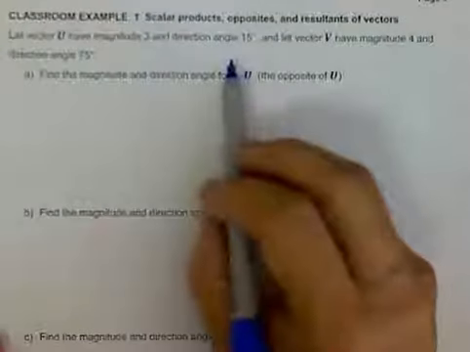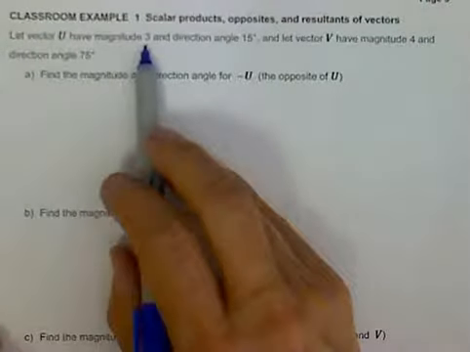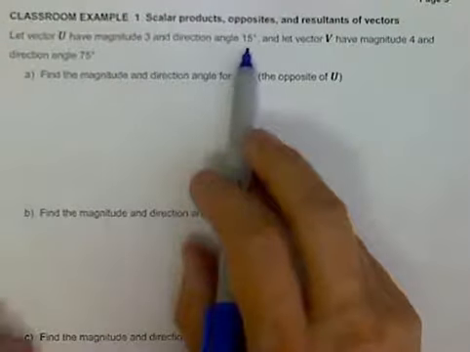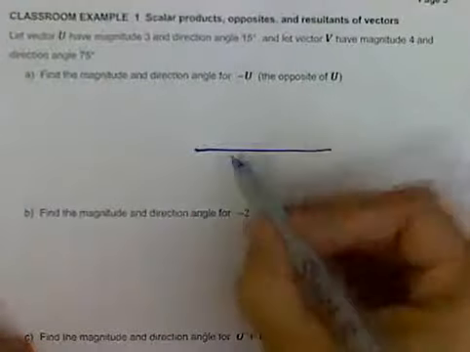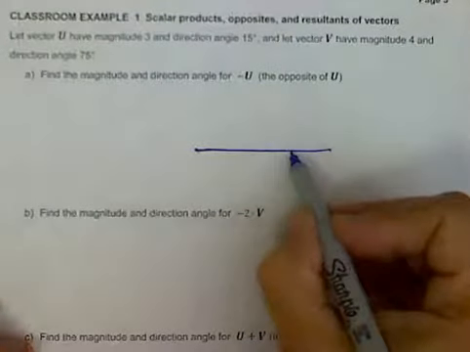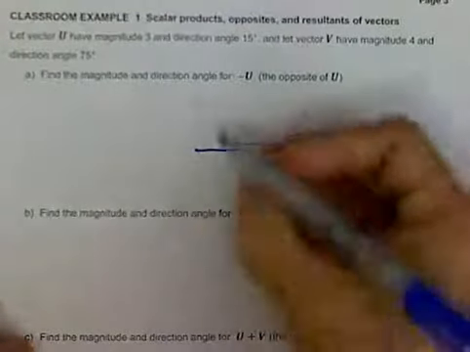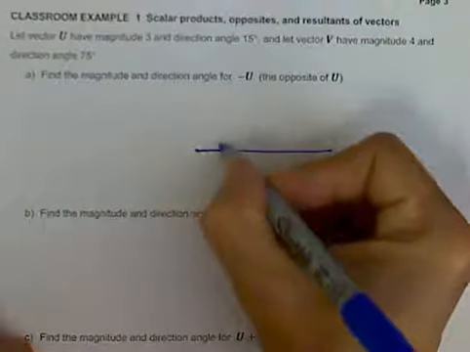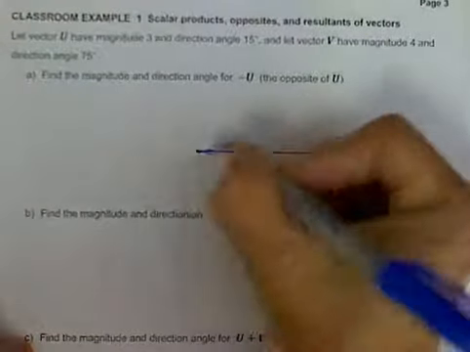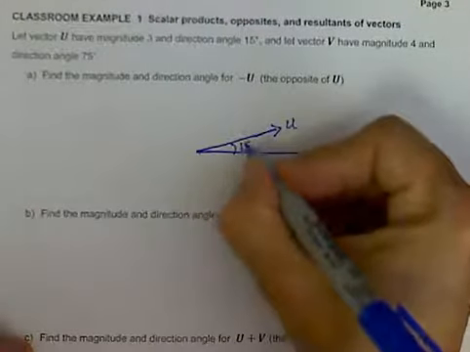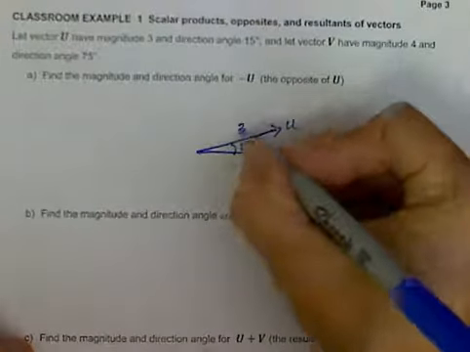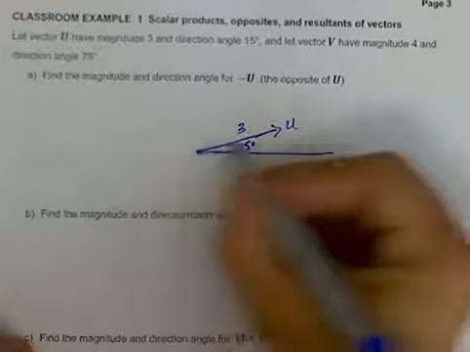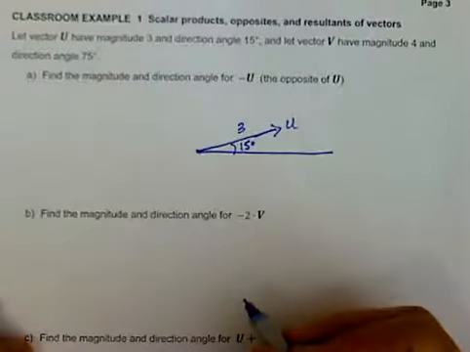Let's look at a couple different vectors. We're going to start out with vector u. We know that this has a magnitude of 3 and a direction angle of 15 degrees. Now for these, when we talk about a direction angle, that's typically going to mean the direction from the positive x-axis or the direction from the horizontal. So positive direction would be going counterclockwise. This angle would be 15 degrees, and then our magnitude is 3. That means the length of this line segment from here to here is 3 units.